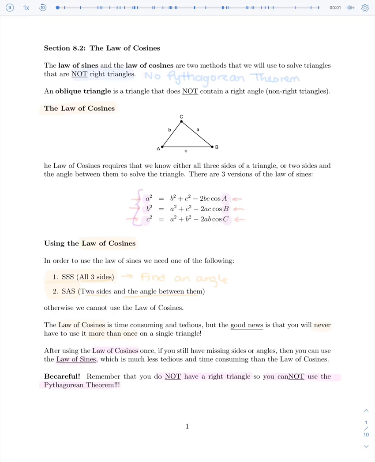In this next section, we're going to talk about the law of cosines. And again, just like with the law of sines, we're going to look at graphs that are not right triangles, meaning we do not have the Pythagorean theorem. So we have no Pythagorean theorem.